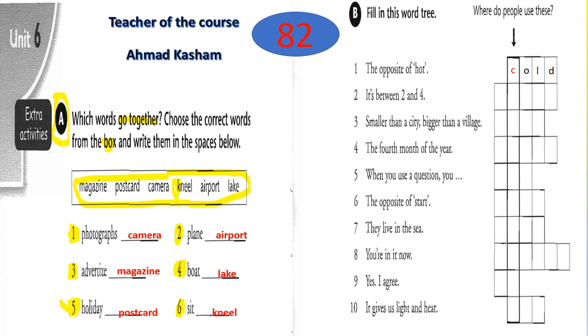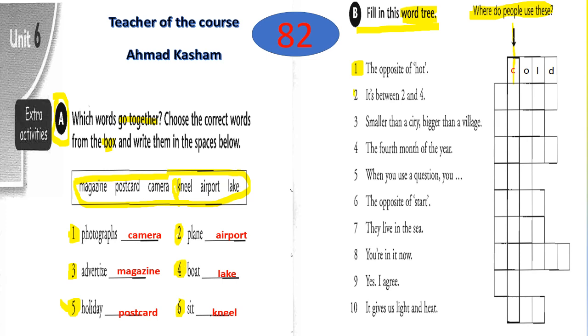Now, let's move to exercise B. We have a word tree. After we fill in the spaces here, we should answer the question, where do people use these? At this arrow, we will have a word. This word means something. Where do people use this? Now let's start with number 1. I have already done this for you. The opposite of hot, cold.